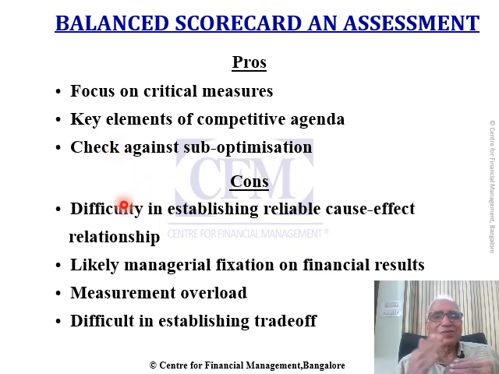One, it is difficult to establish reliable cause-effect relationship. Two, managerial attention is likely to be fixated on short-term financial results because often managerial incentive compensation is linked to short-term financial results. Three, there is a genuine possibility of measurement overload. In four areas of balanced scorecard, there may be 16 to 24 measures. In one organization, I came across 36 measures. It is very difficult to comprehend what is going on if you have so many measures. Four, it is difficult to establish trade-offs when measures point in different directions.